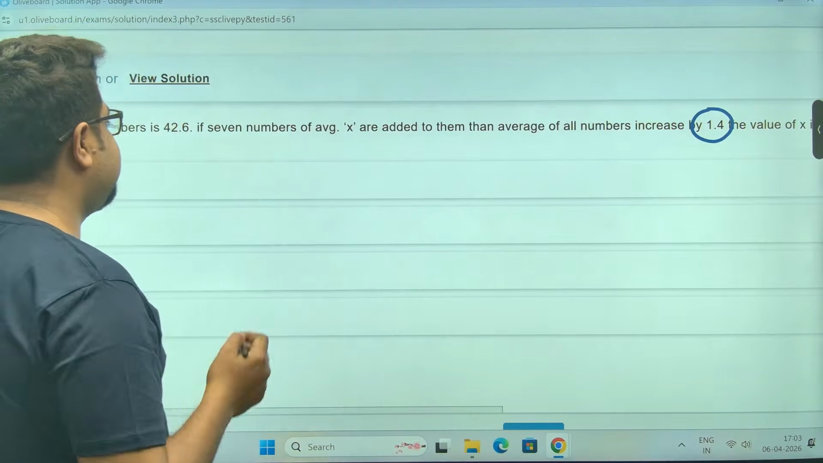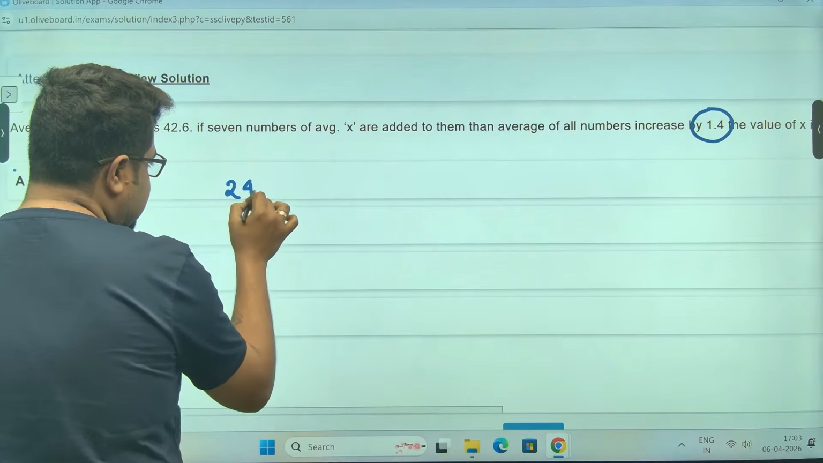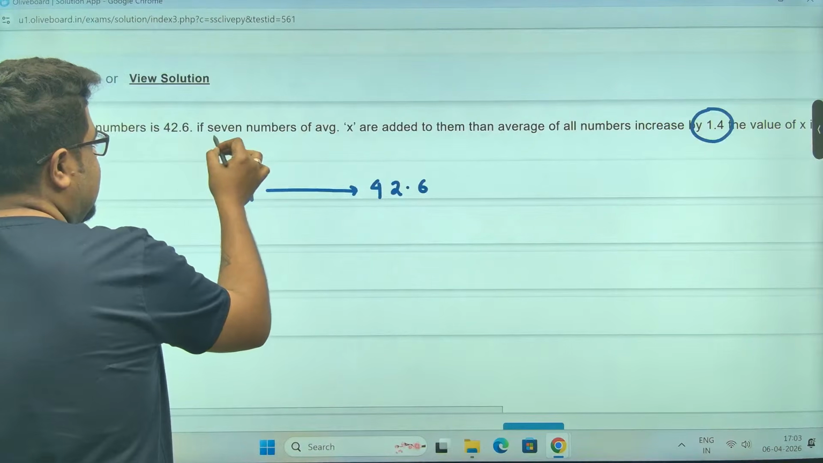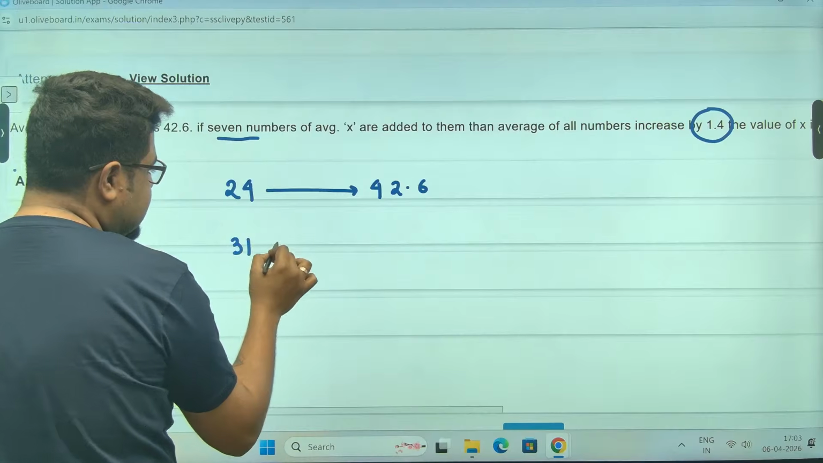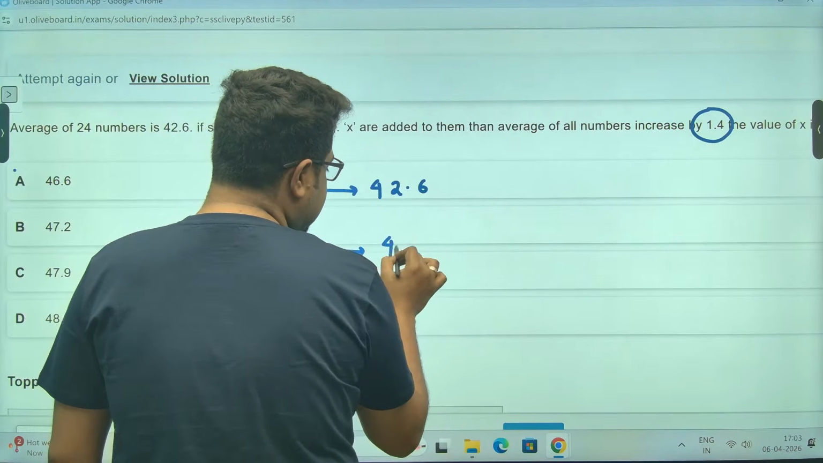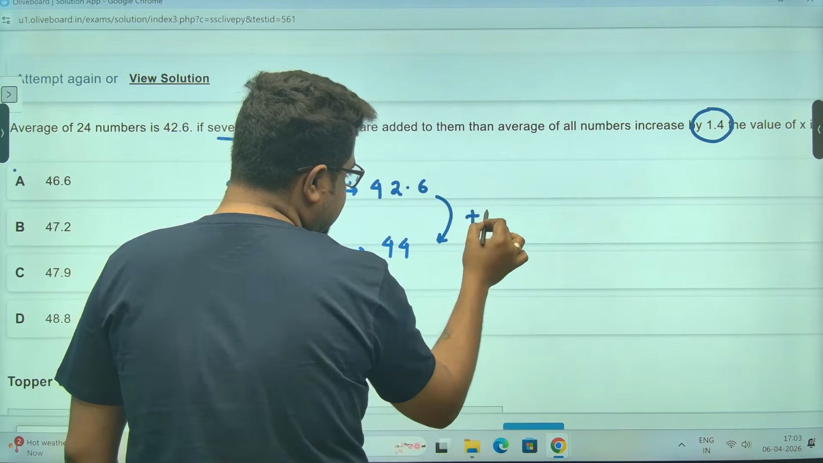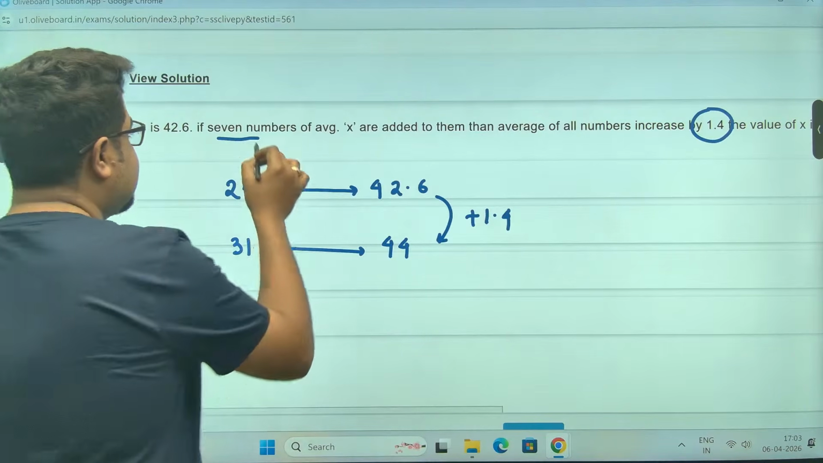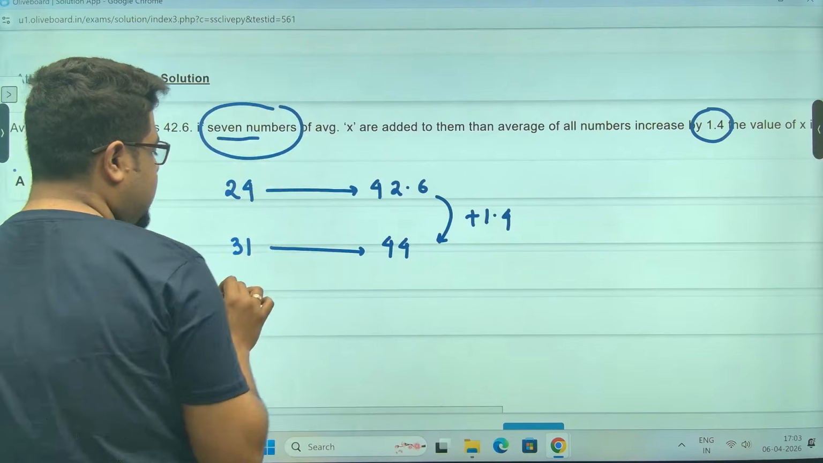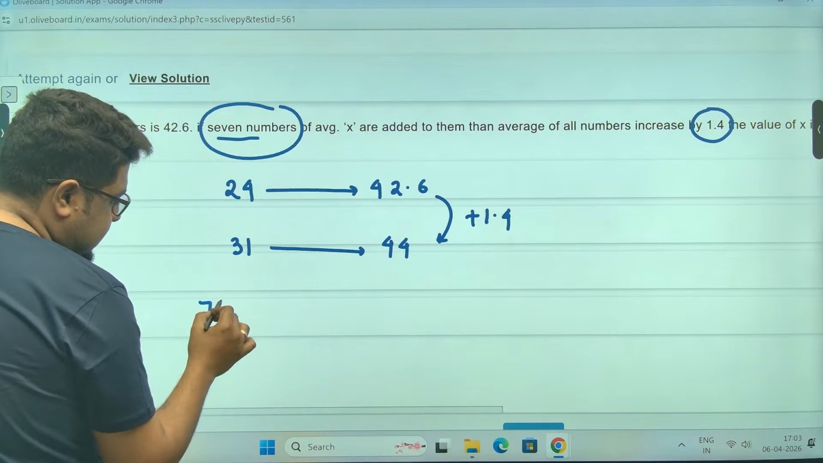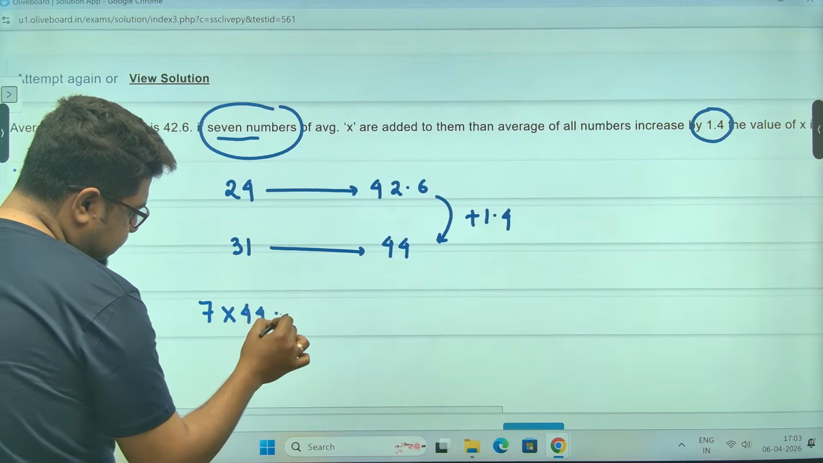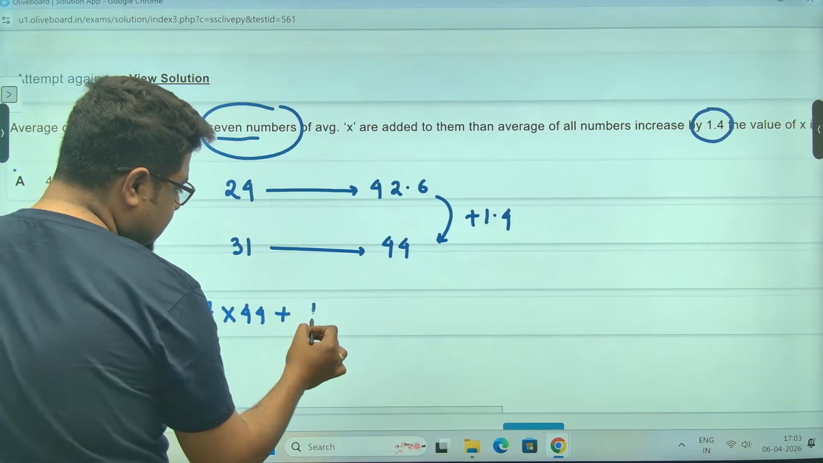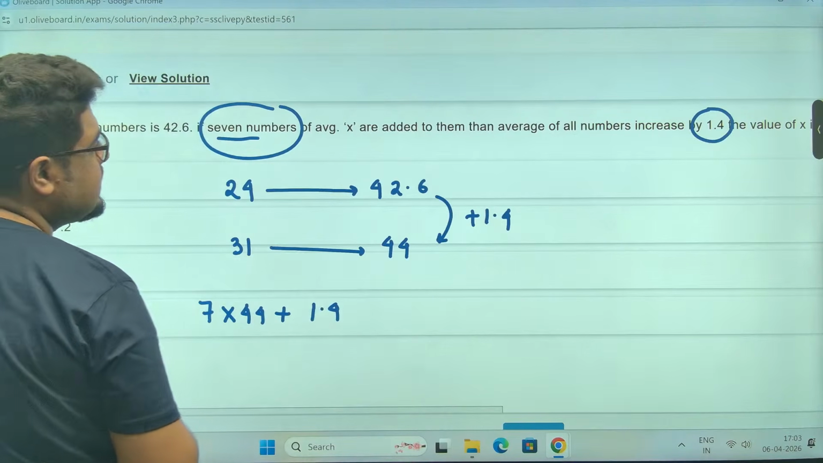Again, use deviations. So 24 numbers, the average was 42.6. 7 additional numbers, meaning now 31 numbers. 1.4 increment, meaning the average has become 44. That means these 7 extra numbers, first of all, they are how much? 7 into 44, definitely, plus the 1.4 increment.